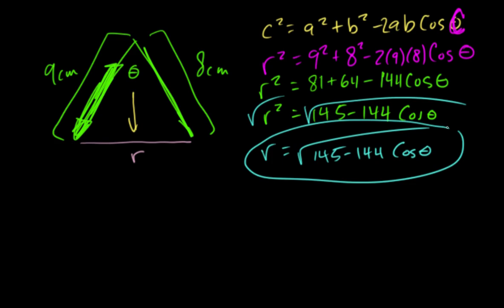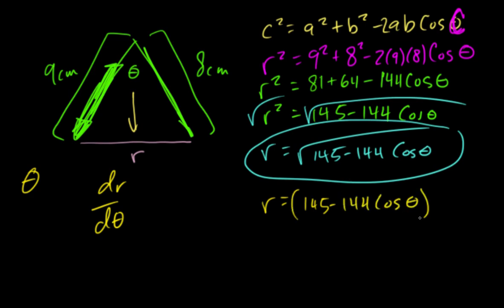And yeah, so that's the answer for A. Now B says, hence find the rate of change in R with respect to theta when theta is equal to 60 degrees. Essentially they're asking us to find dr d theta, which is just the first derivative. So if we think of R as 145 minus 144 cosine theta raised to the 1/2, we can take the derivative a little bit easier. So we bring 1/2 down in front, rewrite the inside, and then we reduce the exponent by 1.